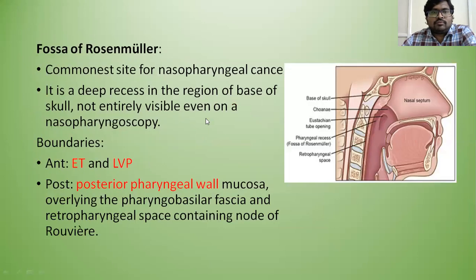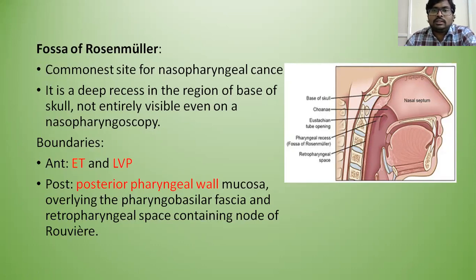And this fossa of Rosenmuller is present deeply. So in normal nasal cavity examination, you cannot see it. So whenever there is a carcinoma, you'll miss it. So the patient doesn't present with a mass in nasopharyngeal carcinoma. He presents with a lymph node. That is, the carcinoma has started and it has already metastasized to the lymph node.